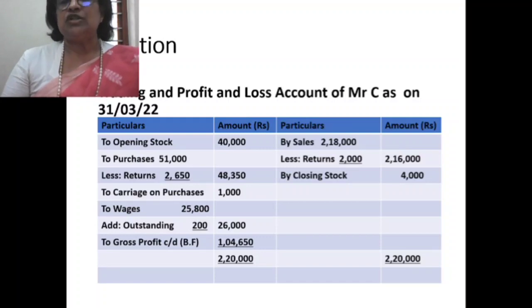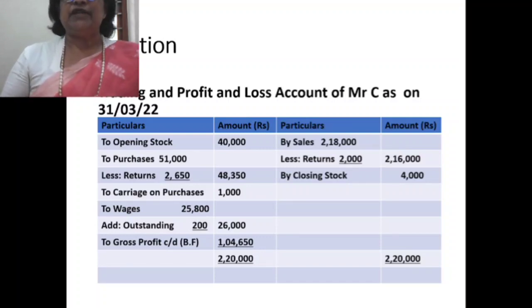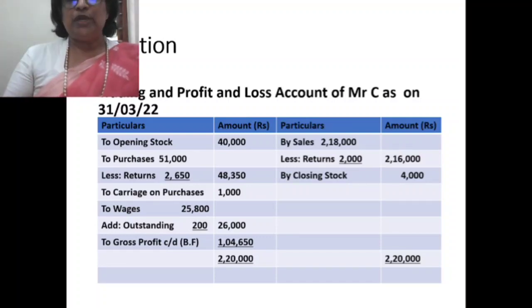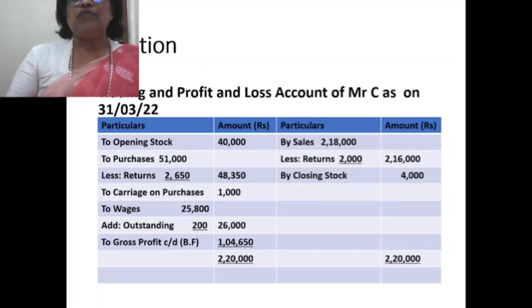Trading and profit and loss account of Mr. C as on 31/3/22. The format is very important and you have to write the heading. Everything should be in the proper format. So, to opening stock 40,000 on the debit side. To purchases 51,000 less returns 2,650. Outer column 48,350. To carriage on purchases 1,000.